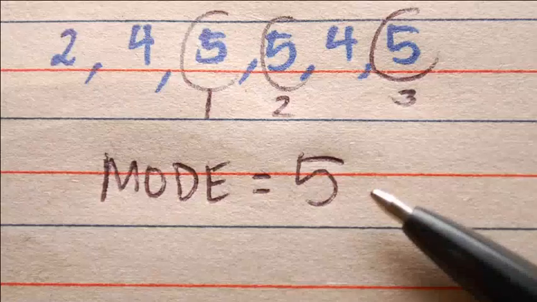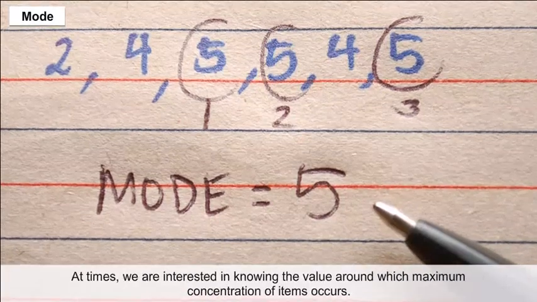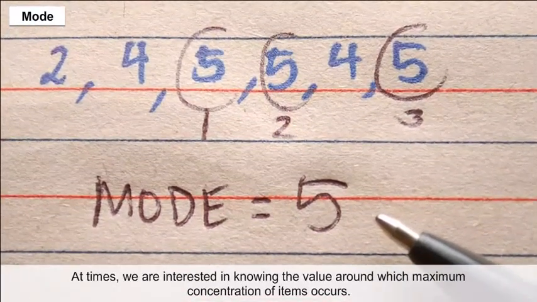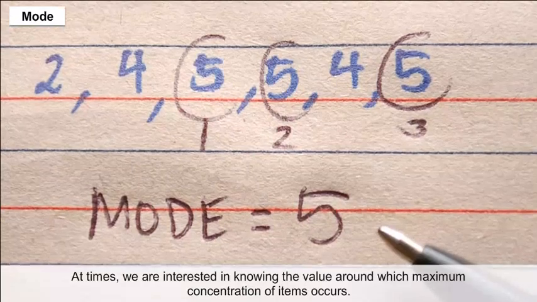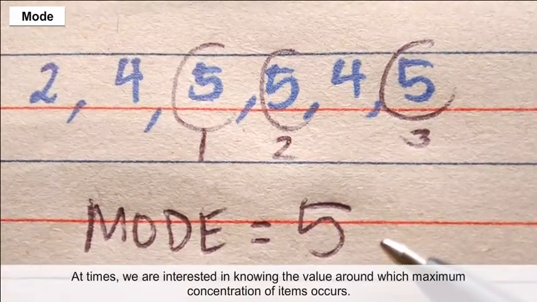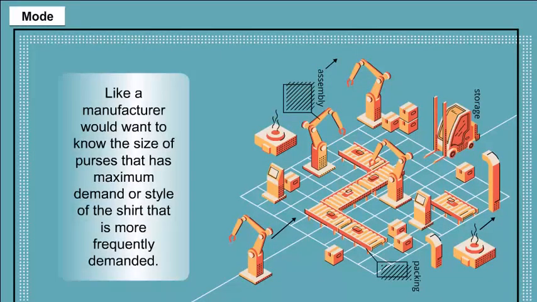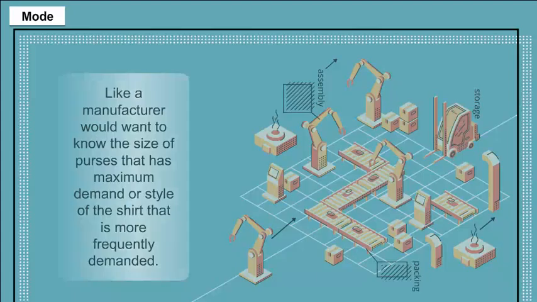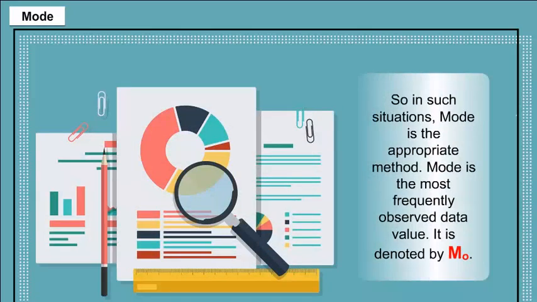The value of Q1 and Q3 of an ordered series can be obtained by the following formula. Mode. At times, we are interested in knowing the value around which maximum concentration of items occurs. Like a manufacturer would want to know the size of purses that has maximum demand or style of the shirt that is more frequently demanded. So in such situations, mode is the appropriate method. Mode is the most frequently observed data value. It is denoted by MO.